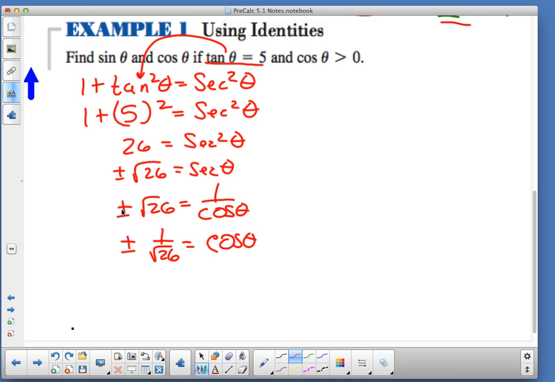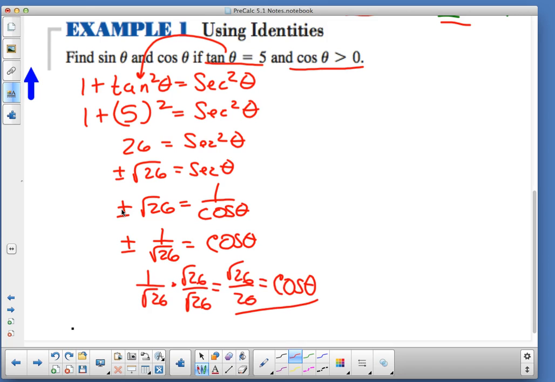So now we have cosine of theta, and I refer back to the original part of the problem where they said cosine theta is greater than 0. So I am no longer interested in the plus or minus version. I know right now that 1 over the square root of 26, or better yet, if I multiply by the square root of 26 over the square root of 26, I get the square root of 26 over 26 is equal to the cosine of theta. Okay, that's the first thing I was supposed to find. All right, let's make that nicer.